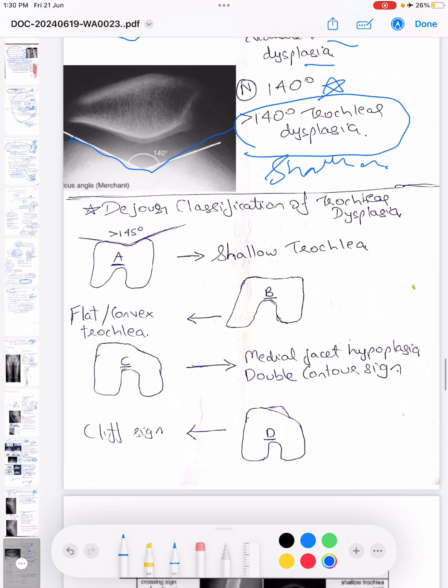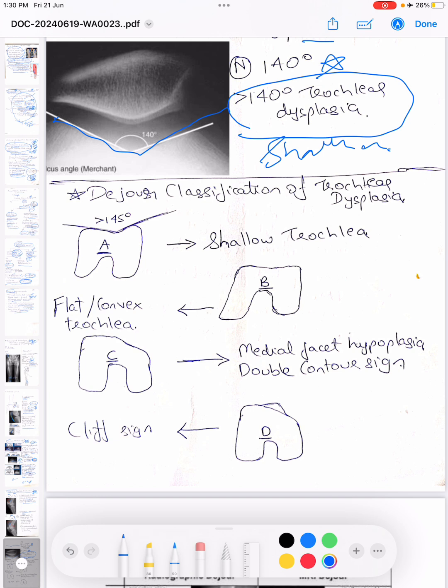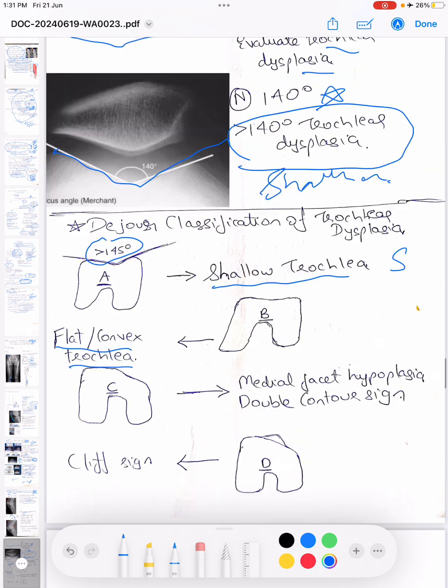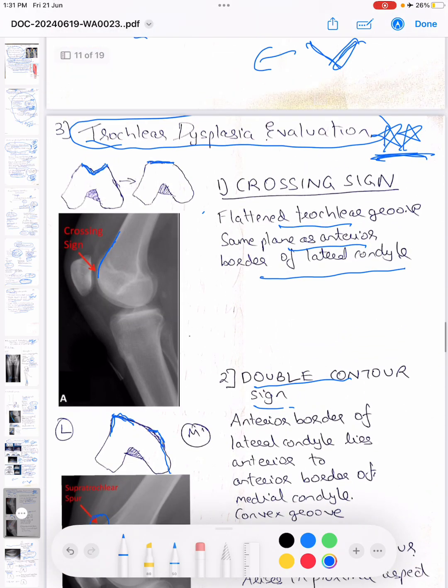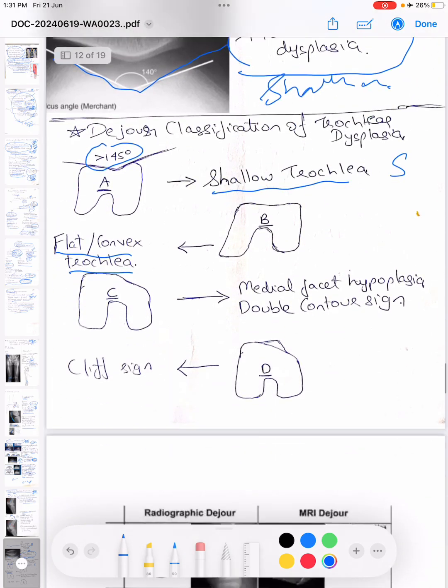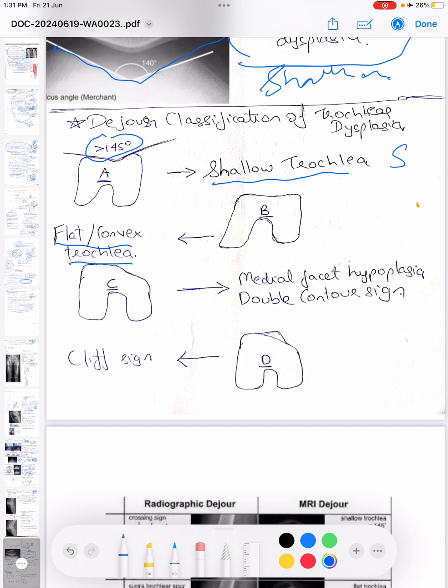So trochlear dysplasia is one of the most important factors to be considered in recurrent patellar dislocation. There is a classification for the same, Dejour's classification. The first is type A, a shallow trochlea, where the sulcus angle is more than 145 degrees. The second is when the trochlea is flat or convex, as we saw over here. The flat or convex trochlea, as you can see in the figure, is type B, right?